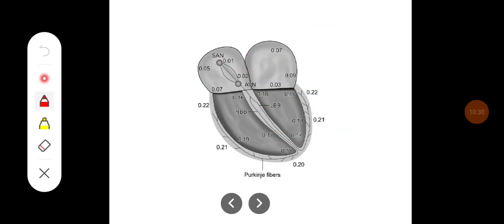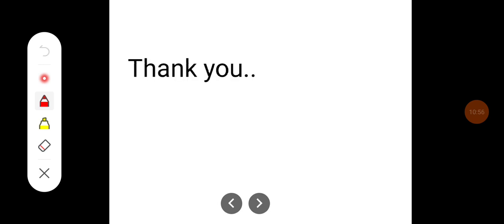Okay, so this is the time required for the impulse to reach the AV node, that is 0.2 second. Then 0.18 it reaches the apical impulse, and 0.22 second it almost reaches the basal part of the heart. So this is in brief about the conducting system of the heart.